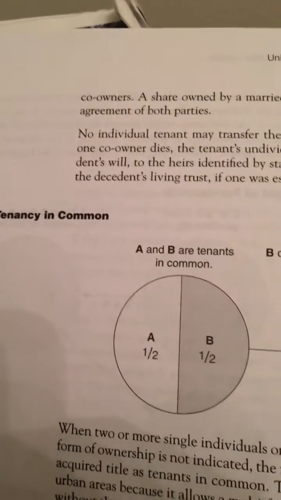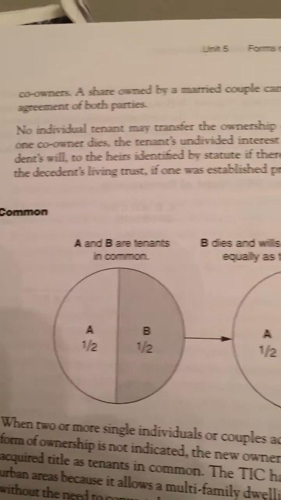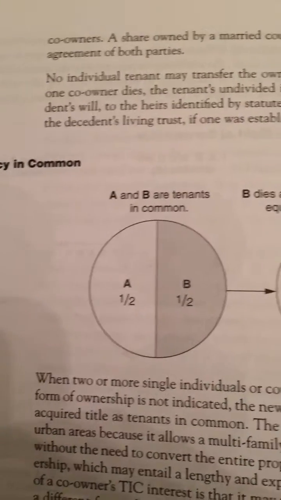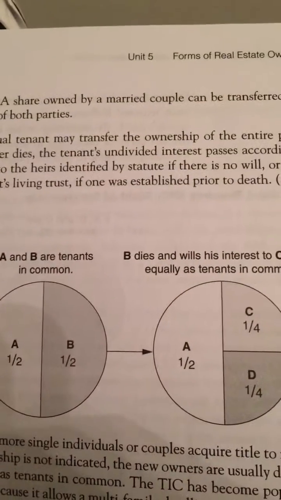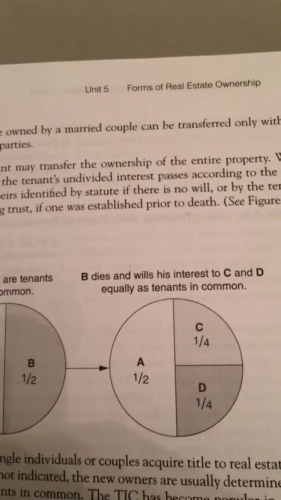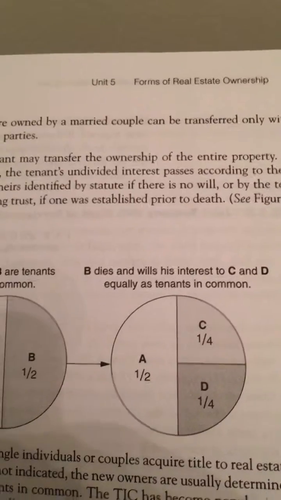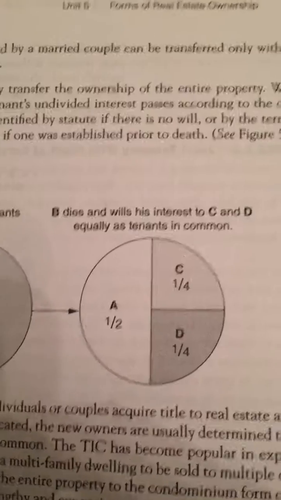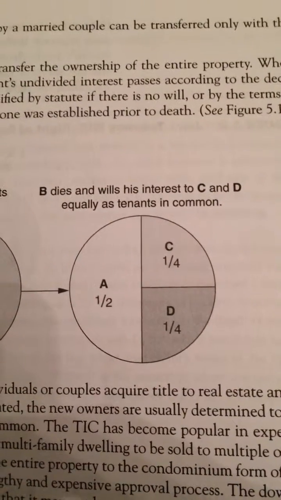Figure 5.1. Tenancy in common. A and B are tenants in common. A owns half the interest, B owns half the interest. B dies and wills his interest to C and D equally as tenants in common. So now A still owns half, C owns 1/4, and D owns 1/4.